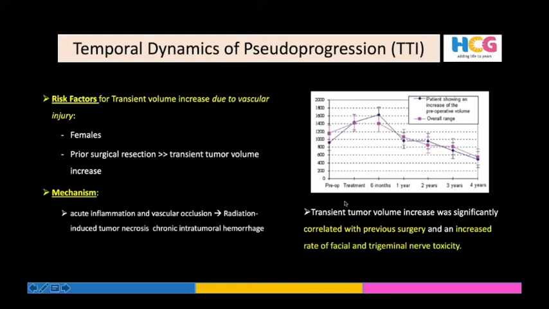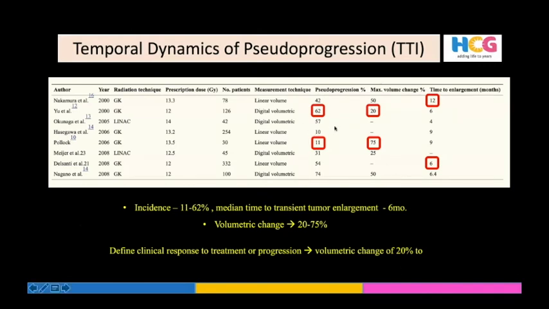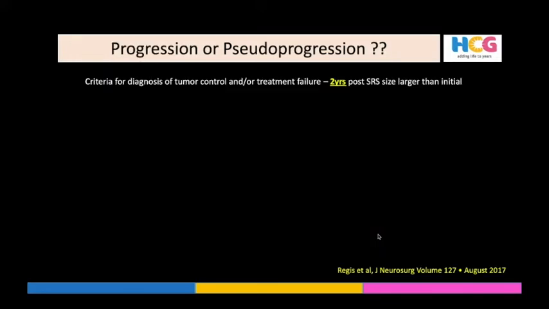Now, it's very important that this transient volume increase was significantly correlated with previous surgery. I'm reiterating, and it also increases the rate of facial and trigeminal nerve toxicities. If you look into the incidence across the published literature, it ranges from 11 to 60%, with a maximal volume change ranging anywhere between 20 to 75%, and the median time of enlargement is around 6 months across the published literature. Now, there was an interesting clinical trial which defined a volumetric change criterion of 20% to define the response to treatment or progression.